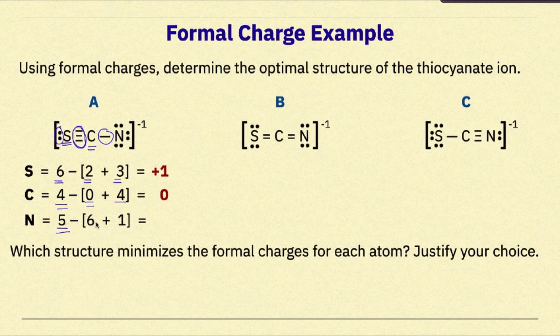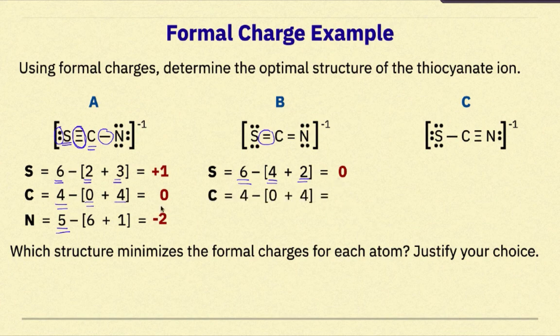So 5 minus 6 plus 1 gives us a formal charge of -2. All right, well, that's not very close to 0. So let's go on to structure B. In this situation, sulfur still has 6 valence electrons. Now we have 4 electrons involved in non-bonding pairs. There are 2 covalent bonds coming off of the sulfur, so there's 2. So if we work this out, for sulfur, we get 0.